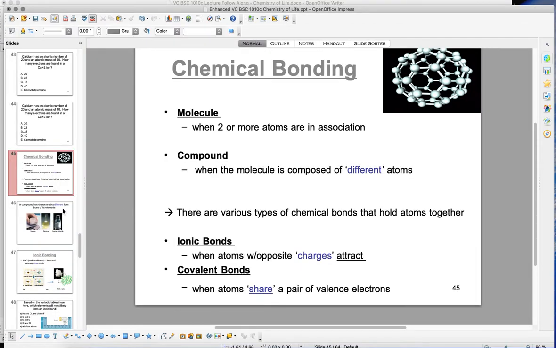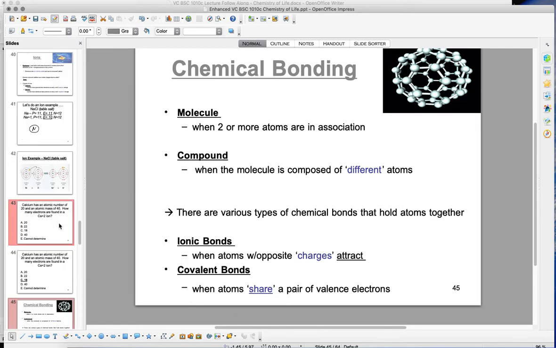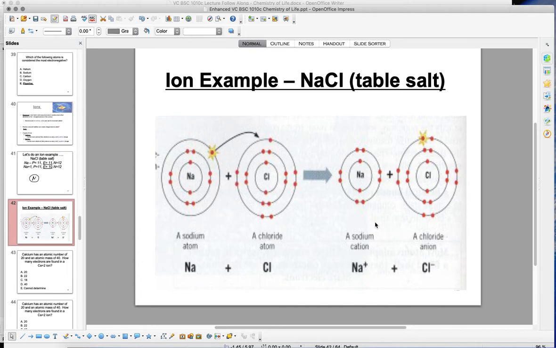Okay. All right, and then looking at our different types of bonds. So I already showed you guys the ionic bonds, right? And so how we form molecules, the atoms can come together to form either an ionic bond or a covalent bond. So we saw the ionic bond already, and we've also kind of saw the covalent bond. So an ionic bond is when you have opposite charges attract, and a covalent bond is where they share a pair of electrons.